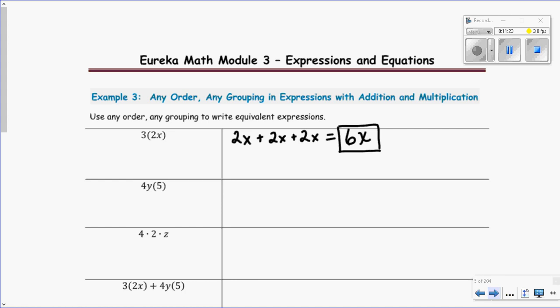Okay, how about this next one? Try the next one on your own. Now that you've seen the 3 times 2x or the 2x times 3, try the next one on your own. Pause it, write it out, 4y, write it out 5 times, and then see if you can simplify it. Go ahead.